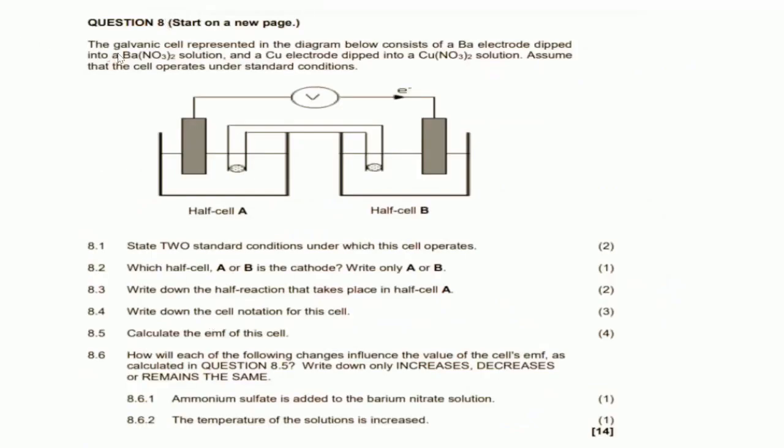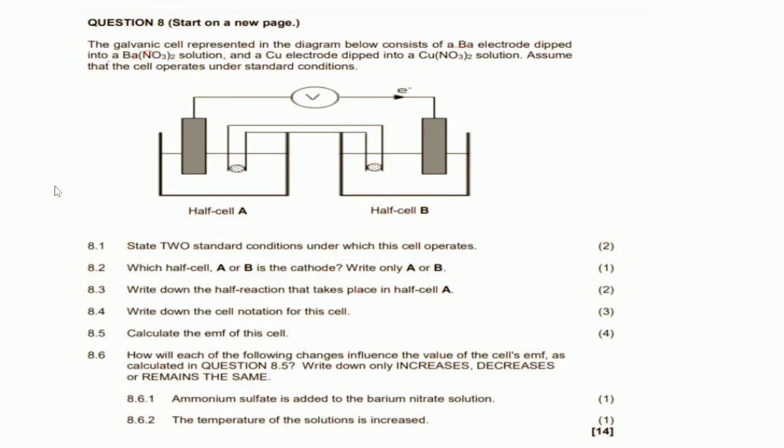Now, question 8 says the galvanic cell represented in the diagram below consists of a barium electrode dipped into a barium nitrate solution and a copper electrode dipped into a copper nitrate solution. Assume that the cell operates under standard conditions. Then 8.1 says state 2 standard conditions under which the cell operates.